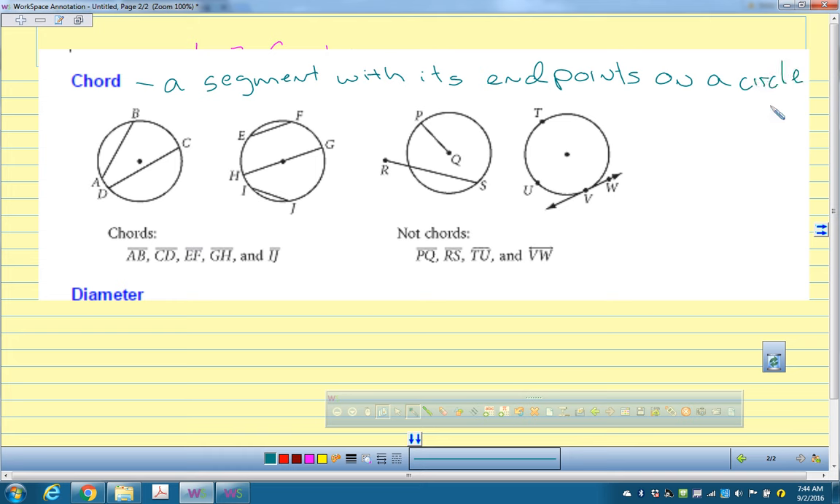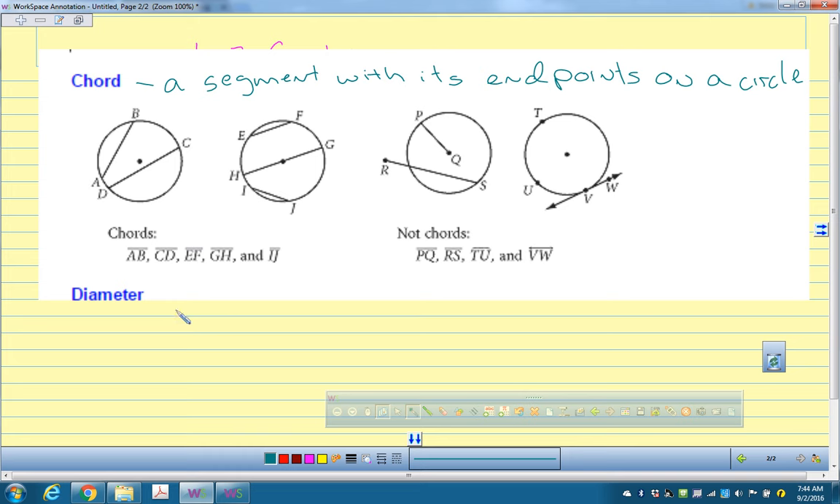So notice that this is not a chord. This is not a chord because its endpoint is not on the circle. This is not a chord because it goes on forever and it doesn't have two endpoints on the circle. And when you write a chord, you just write it as if you're writing a line segment. A, B, C, D, E, F, G, H. What's this thing called here that goes through the center of a circle? A diameter. Is a diameter a chord? Yeah, so it appears that with this definition, a diameter is a chord.